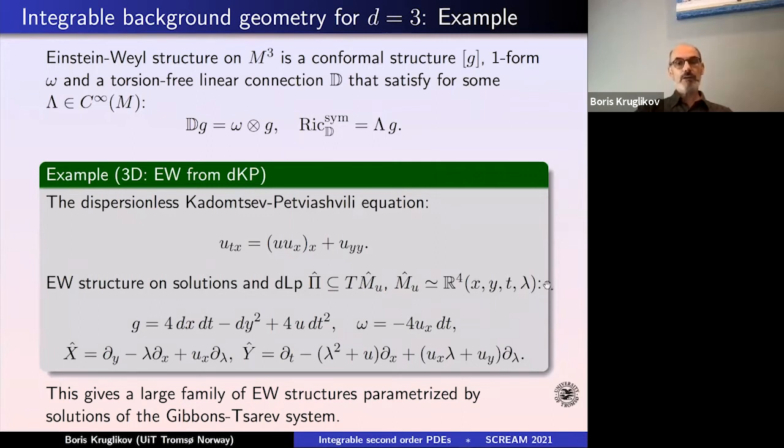So M hat actually has these four coordinates. So the metric representative is this one. You see the function u enters only here, and the covector omega is this one. And then you can check that these conditions are satisfied. Alternatively, here's the dispersionless Lax pair. So you see that that's actually a distribution on M hat. If you write the Frobenius integrability condition, it will imply the dKP equation.